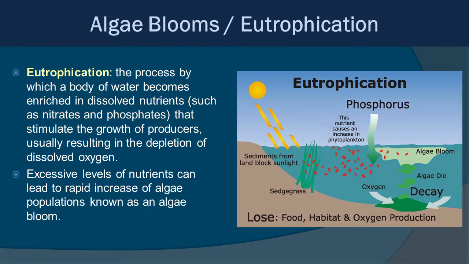Now, the last thing we'll talk about will be eutrophication or algae blooms, which is the process by which a body of water becomes enriched in dissolved nutrients, such as nitrates and phosphates, that stimulate the growth of producers, usually resulting in the depletion of dissolved oxygen. Essentially, we get excessive levels of nutrients that can cause a rapid and increased algal population known as an algae bloom. Now on the right, you can see a process here. You've got plenty of sunlight, you've got excess nutrients that cause that algae bloom, and then the decay of the algae as it dies starts to suck up the oxygen.